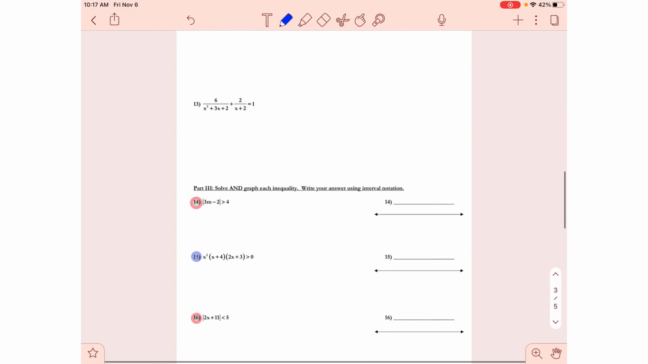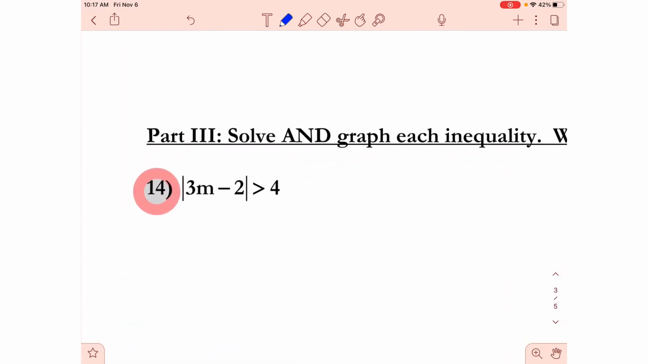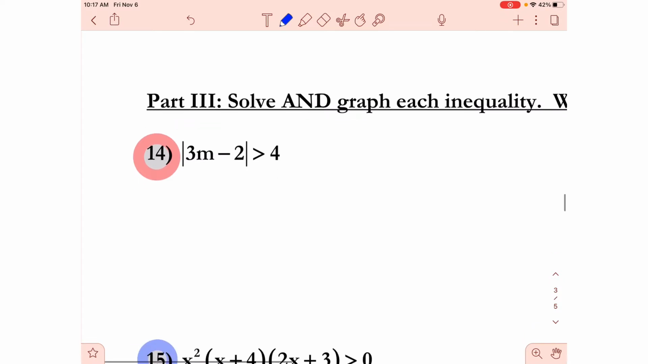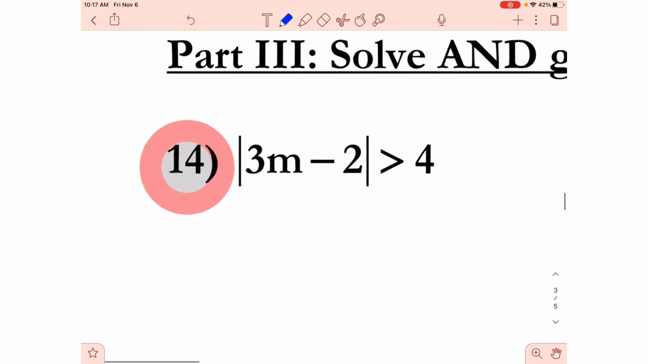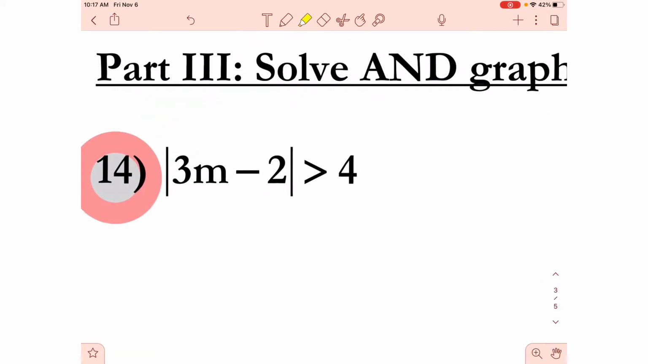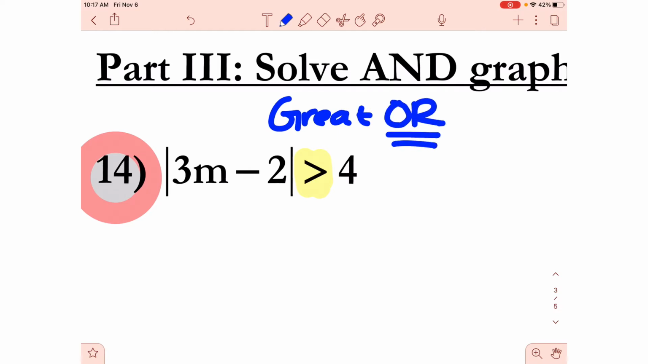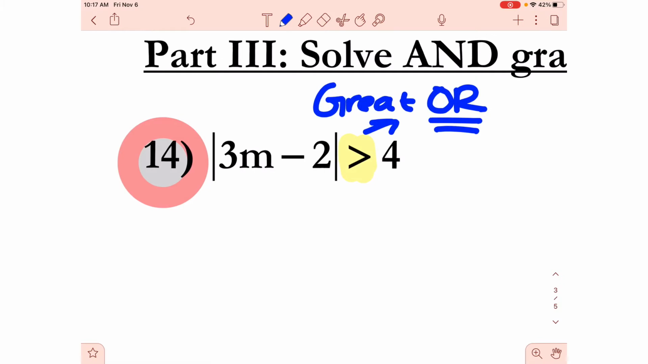We are now going to do some absolute value problems with inequalities symbols. So this is number 14. We have the absolute value of 3m minus 2 is greater than 4. So this is a greater than problem. So I like to write it out like this, or, which means it is greater. It's an or problem.